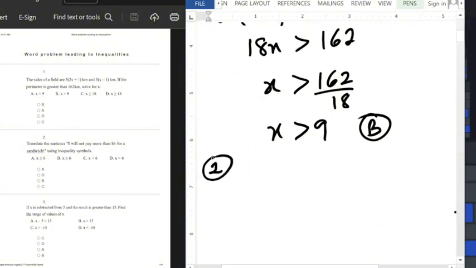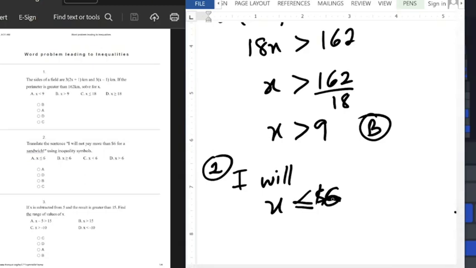For question number 2, we have to translate this sentence. I will not pay more than $6. So which means that you can pay $6 and also pay less than $6, but you do not pay more than this. So this one is talking about at most. So the maximum you can pay is $6. So that means x is less than or equal to $6. That is, you can pay less than $6 and you can as well pay $6.